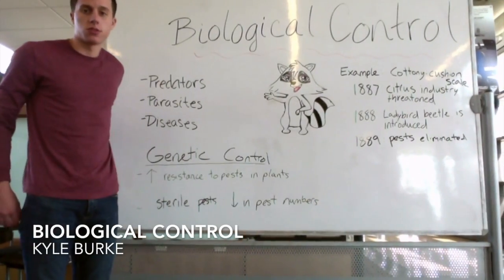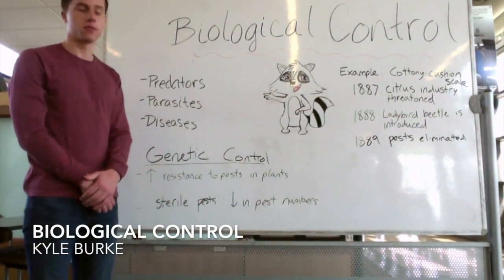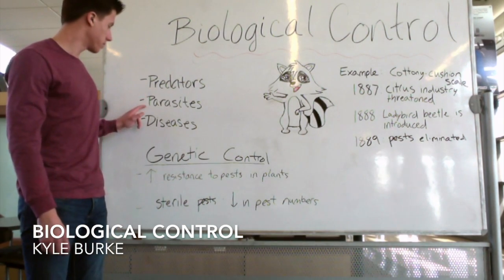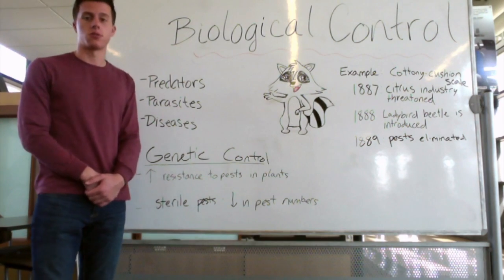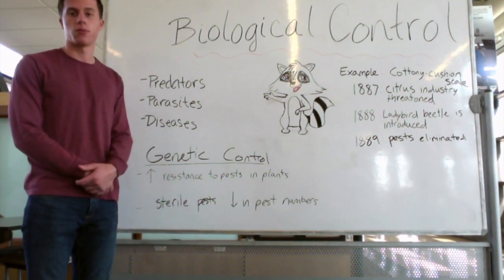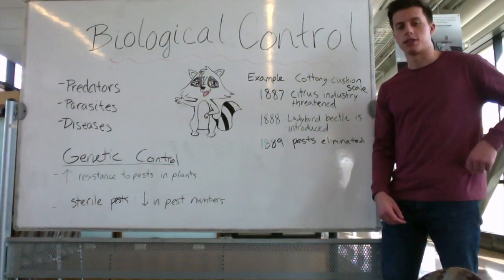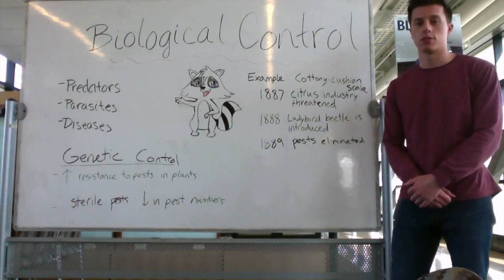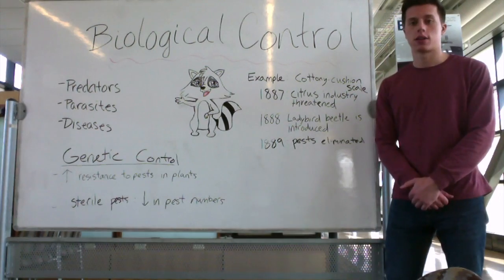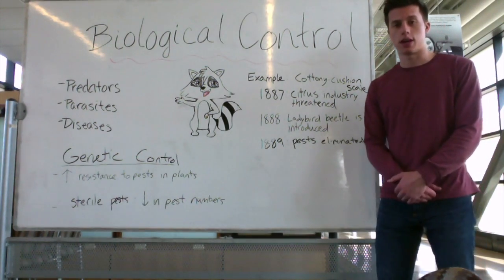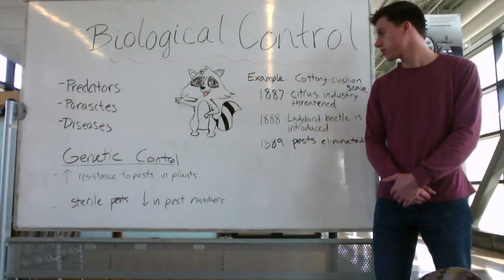In biological control, pests are reduced by the introduction of predators, parasites, and diseases. The difference between this and natural control is that humans play a role in introducing the controls. An example of successful biological control is the cottony cushion scale, a small insect that sucks the sap from the leaves and twigs of citrus trees.